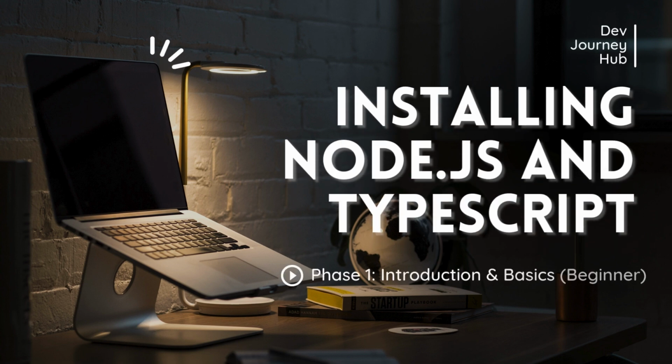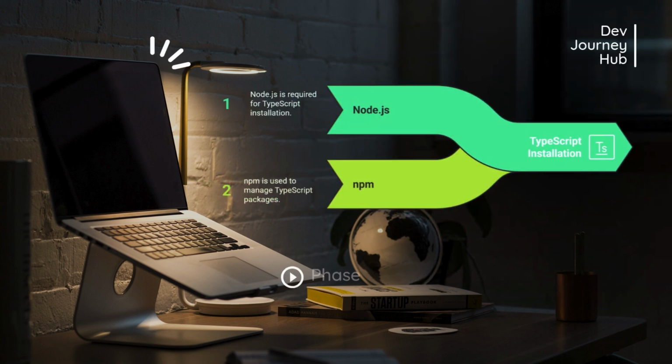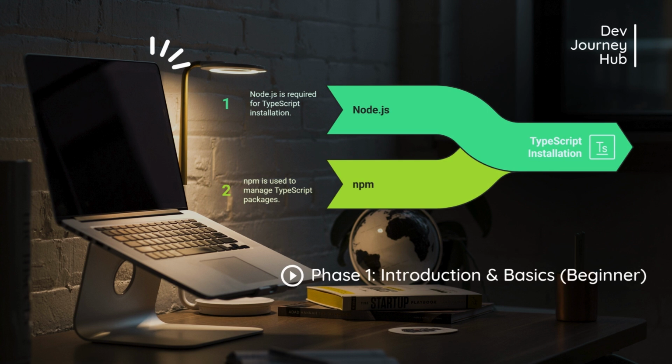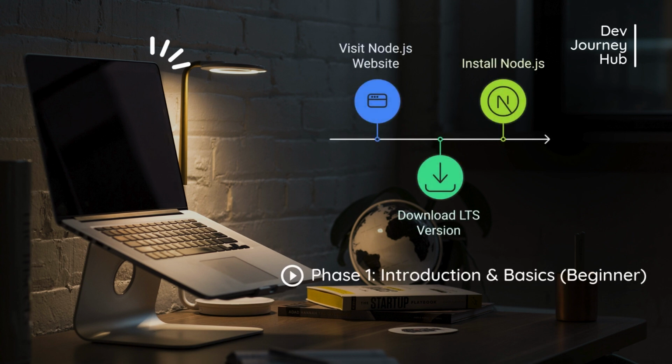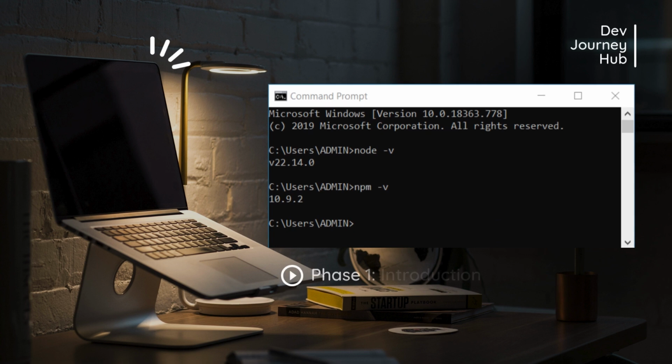Section 1. Installing Node.js and TypeScript. Alright, first things first, we need Node.js. It comes with npm, which we'll use to install TypeScript. Head over to nodejs.org and download the LTS version. Install it like any regular app. Once installed, open your terminal and type node -v and npm -v.